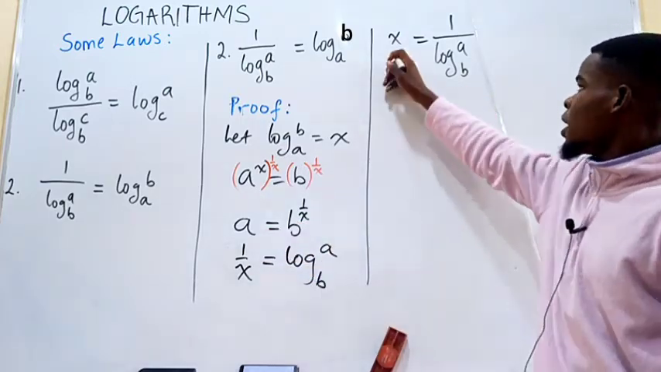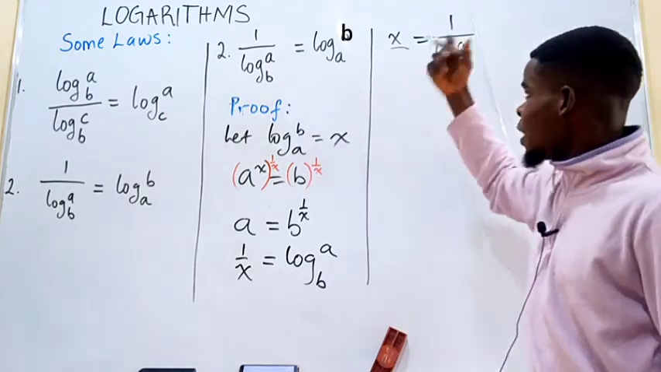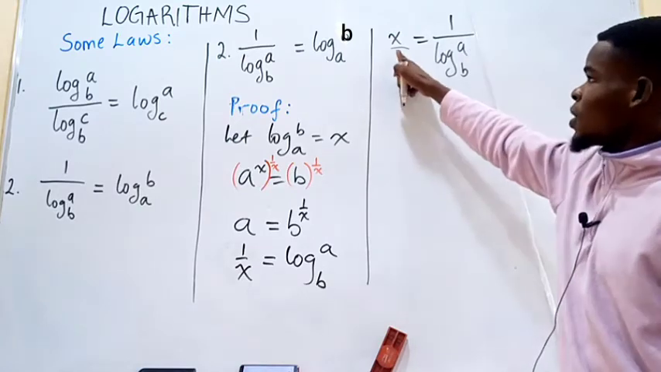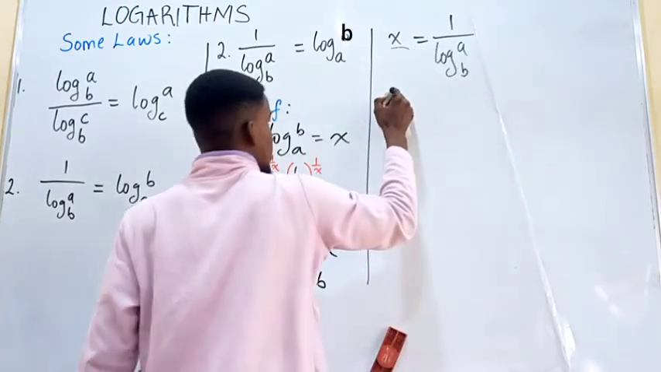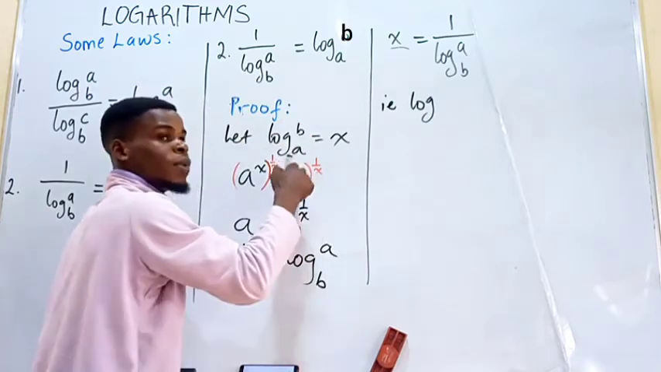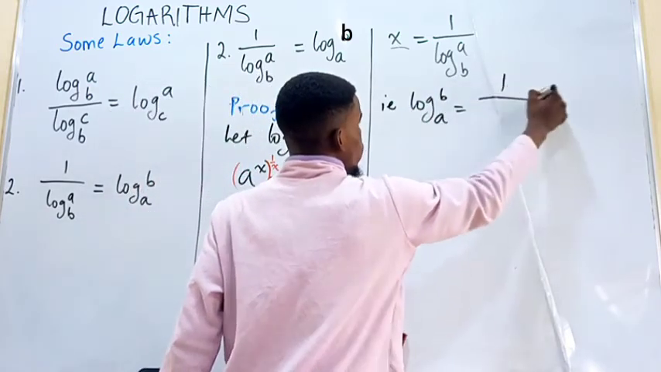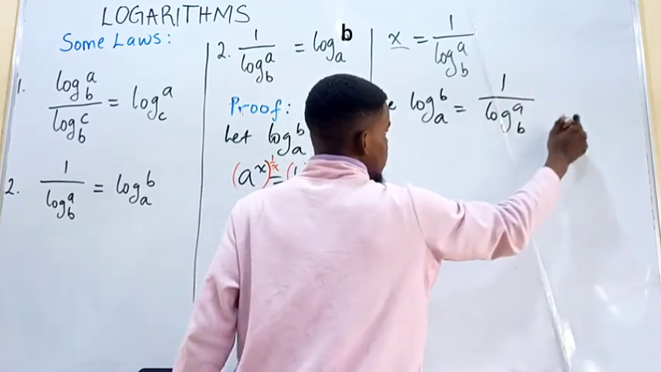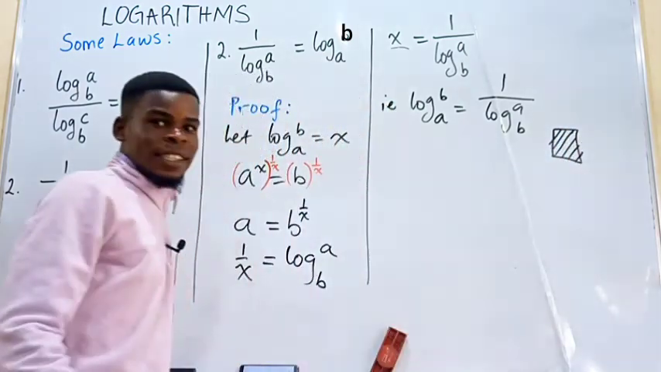So you see here that x, which is the same thing as logarithm of b to base a, that same x is the same thing as 1 over the logarithm of a to base b. So since x and x are the same, it means that these other sides must be the same. That is to say, the logarithm of b to base a is the same thing as 1 over the logarithm of a to base b. And that ends the proof. So we can just go ahead and do this, and that's it.